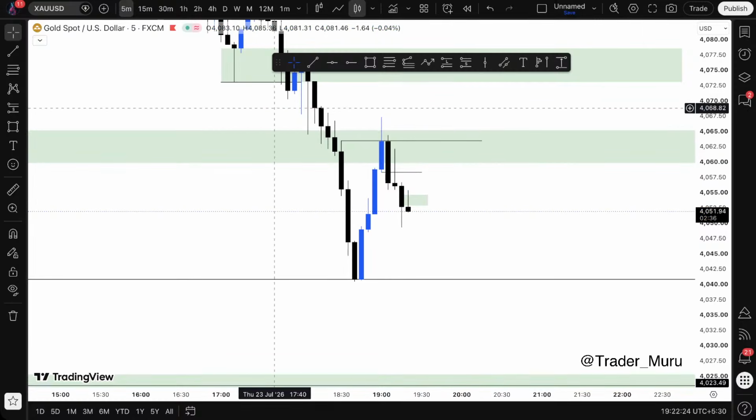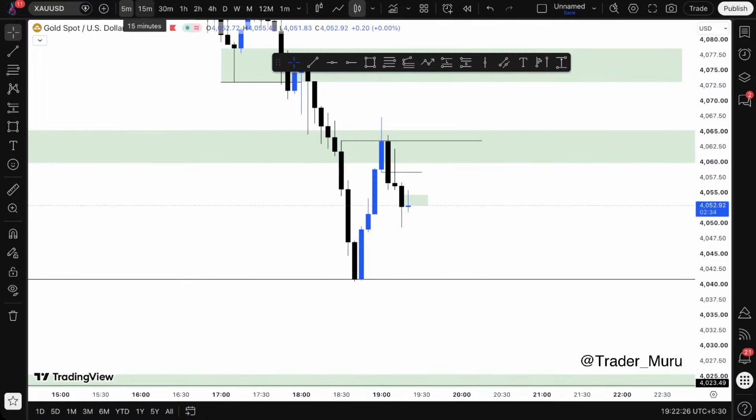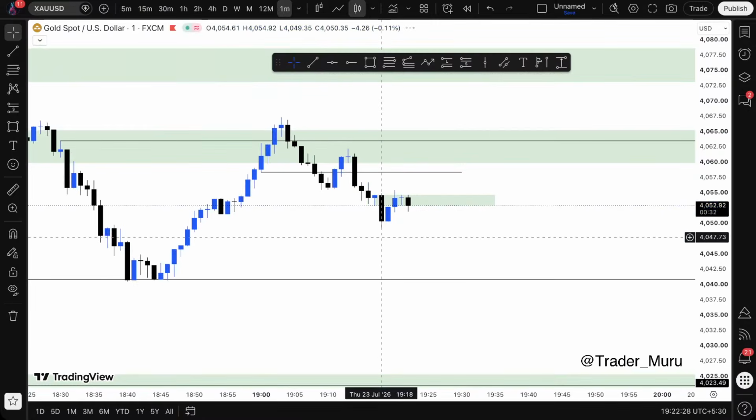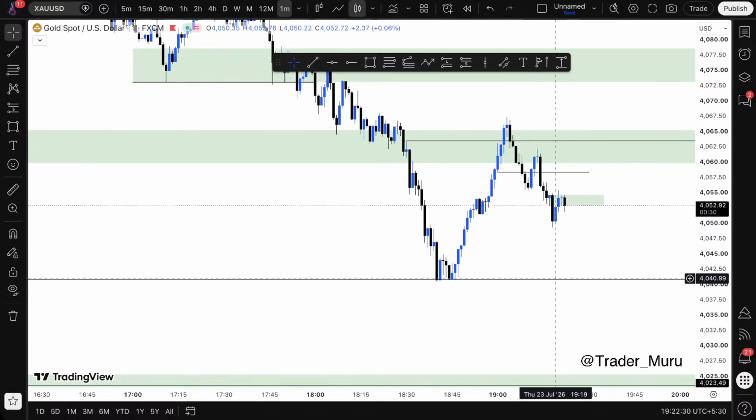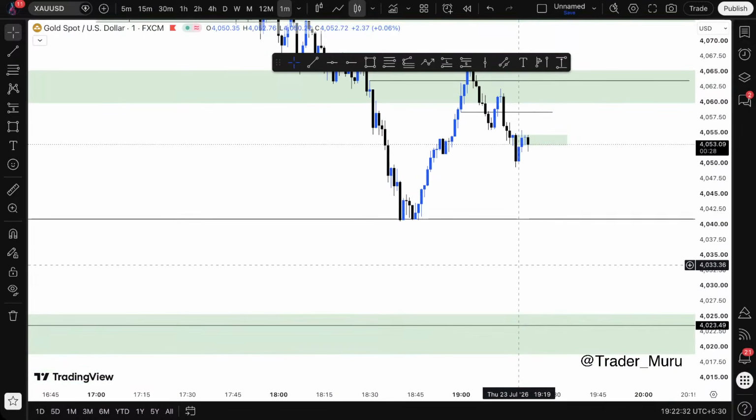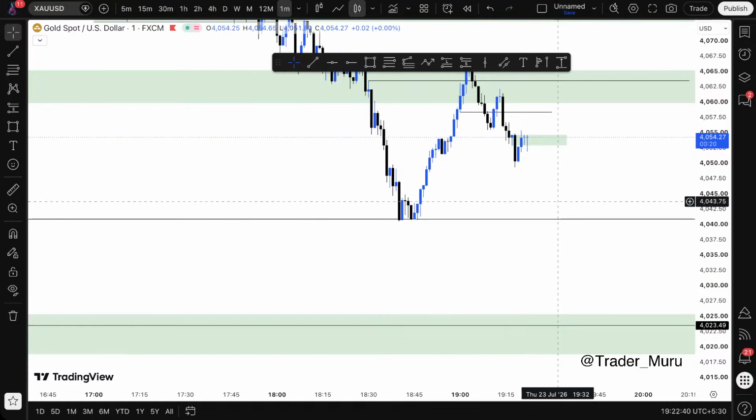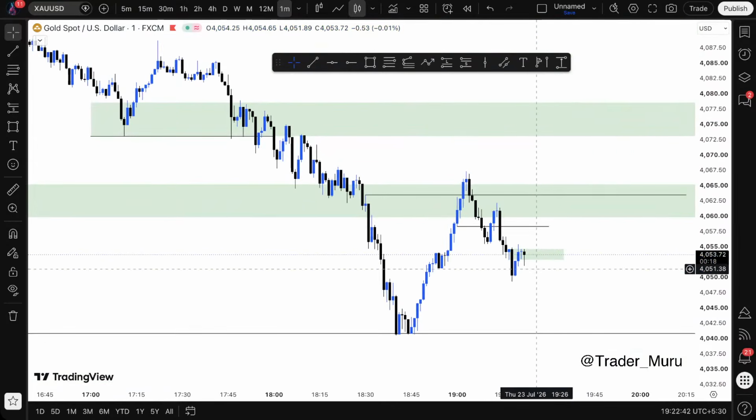My TP is 4040, yes. And my TP is 4040 first and 4023 second. I have bought this time, sir. Let's see if we get it. My plan is 4080. Yes, it is still a good plan, but I am just following this 5-minute momentum.